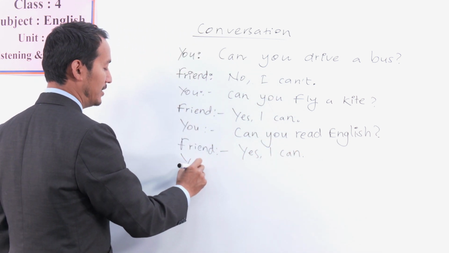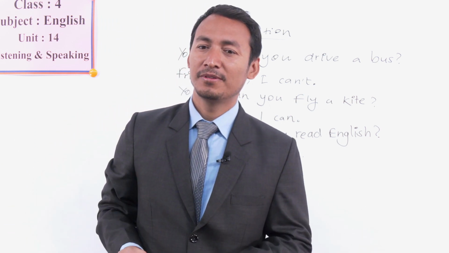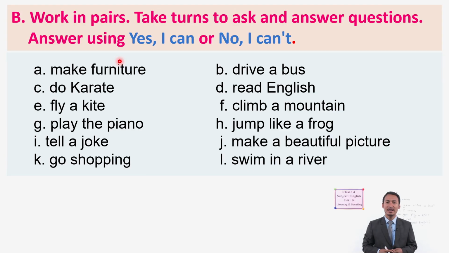Again, you can keep on talking, like, can you play the piano? Your friend may say, no, I can't. I'm learning, or I have to learn it. Another can be, can you jump like a frog? Your friend can say, yes, I can. I can easily do it.